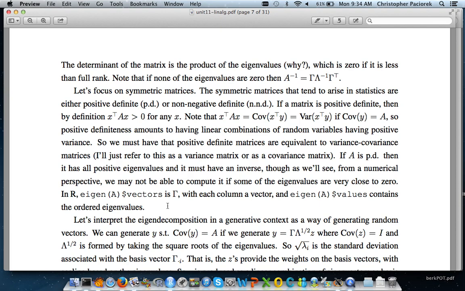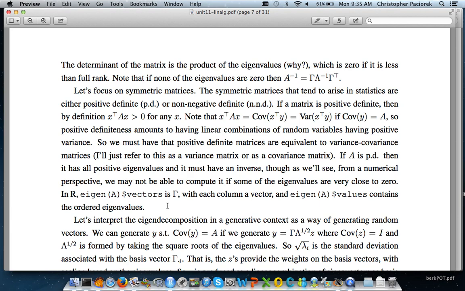One way we could go about generating that. There are multiple ways. So one of the ways we could do this is we could say, okay, I want to generate y such that the covariance of y is equal to A. So one way I can do that is I can write y = gamma lambda to the 1/2 z, where z is standard normal. So z is just a collection of n independent standard normal random variables.